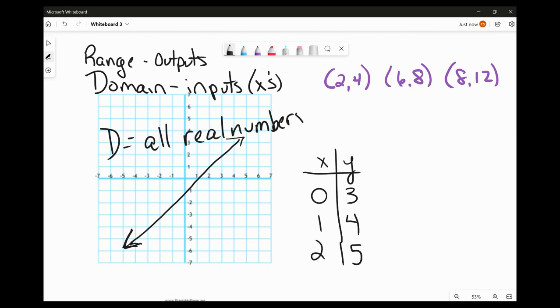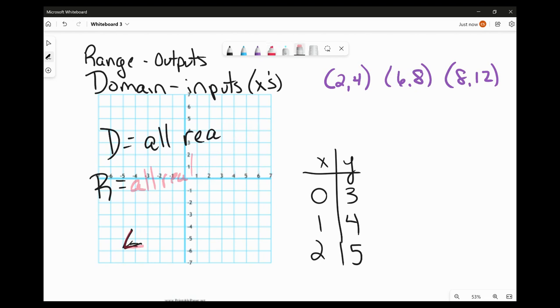Okay? And if we're talking about range, we're talking about the Y values. So again, since there's arrows on both ends, it's going to continue to go on and on forever. It's eventually going to hit all Y values. So that would also be all real numbers.